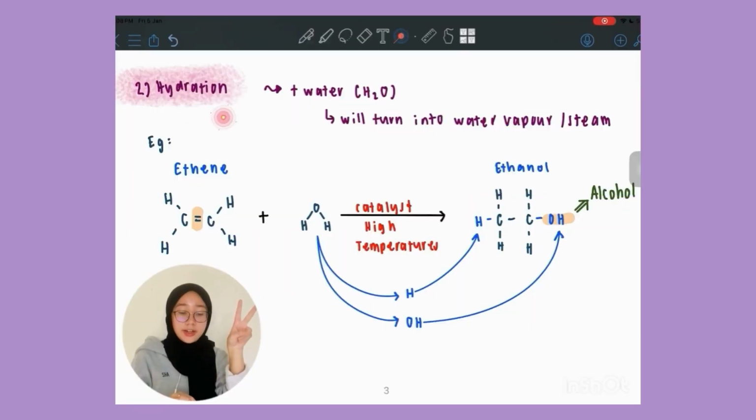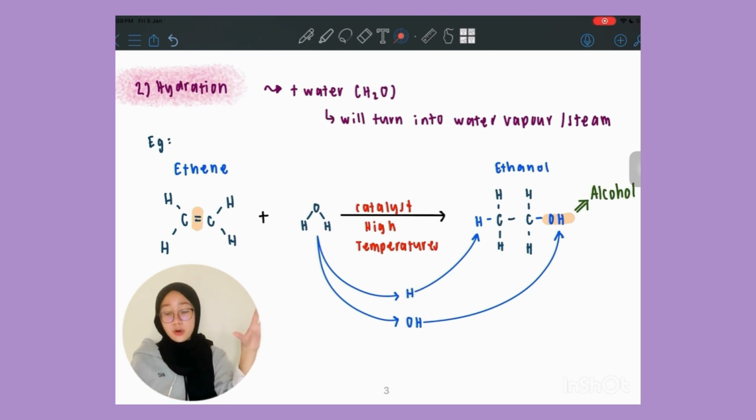Secondly, hydration. Hydration means we need to add water or H2O to the unsaturated hydrocarbon. For example, we have ethene here. When we add H2O here with the help of a catalyst, we also need to fulfill one condition, which is high temperature. Why? Because we need to turn this water into water vapor or steam, because we need to break the bond of the H2O to form H and OH.